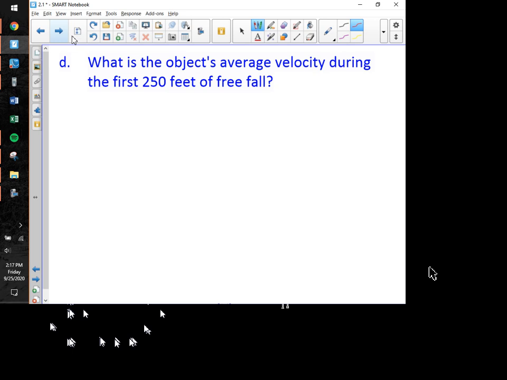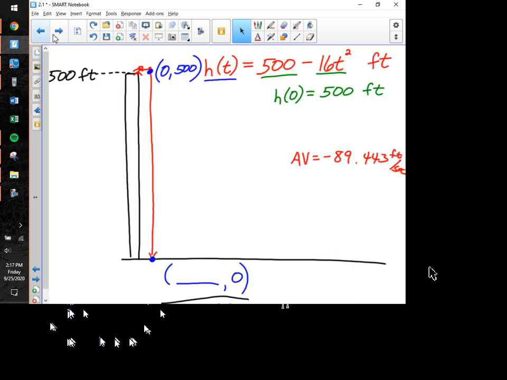Now for C, I'm going to ask you some similar questions, but slightly different. What's the object's average velocity during the first 250 feet of free fall? So back to my beautiful diagram, I'm going to switch to green now, everybody. And now instead of being worried about the whole thing, we only want to know what happens during the first 250 feet of free fall. So as the object goes from that same height to right down here, we're going to do the same work that we just did. The only difference is that we now need to figure out a couple of things. This was 5.590 seconds, which of course we defined as A.